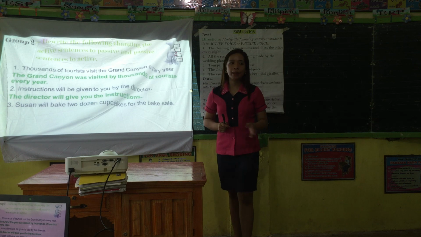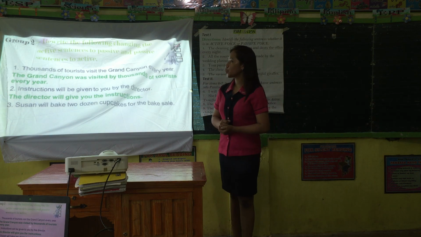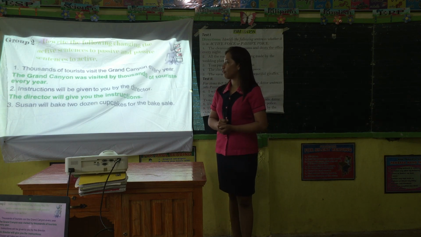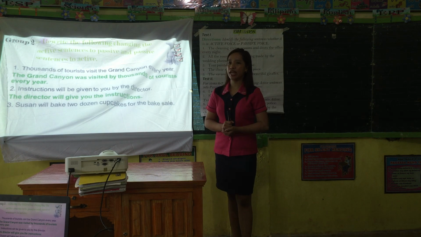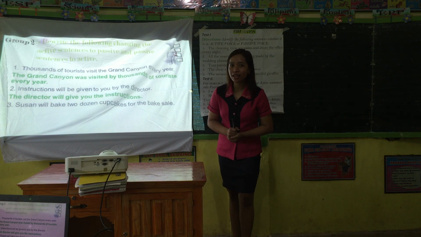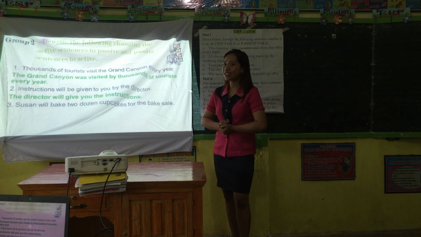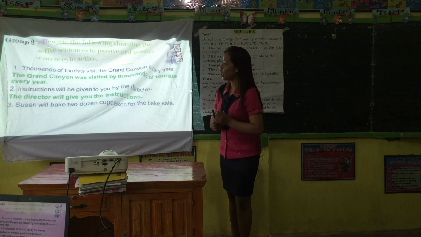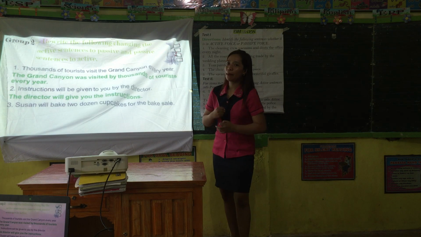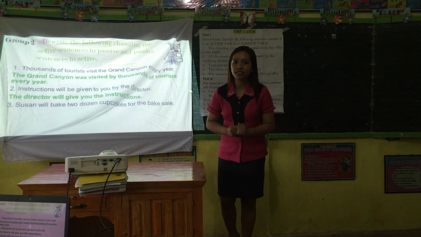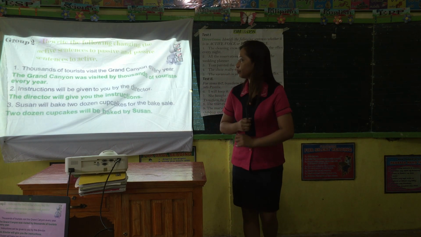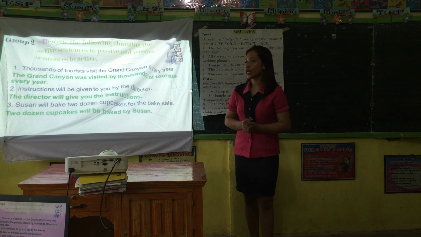For number 3, please read: Susan will bake 2 dozen cupcakes for the bake sale. So the subject is, very good, Susan, while the action or the verb is bake. So we are going to change it into a passive form of sentence. So it will be changed into: 2 dozen cupcakes will be baked by Susan.